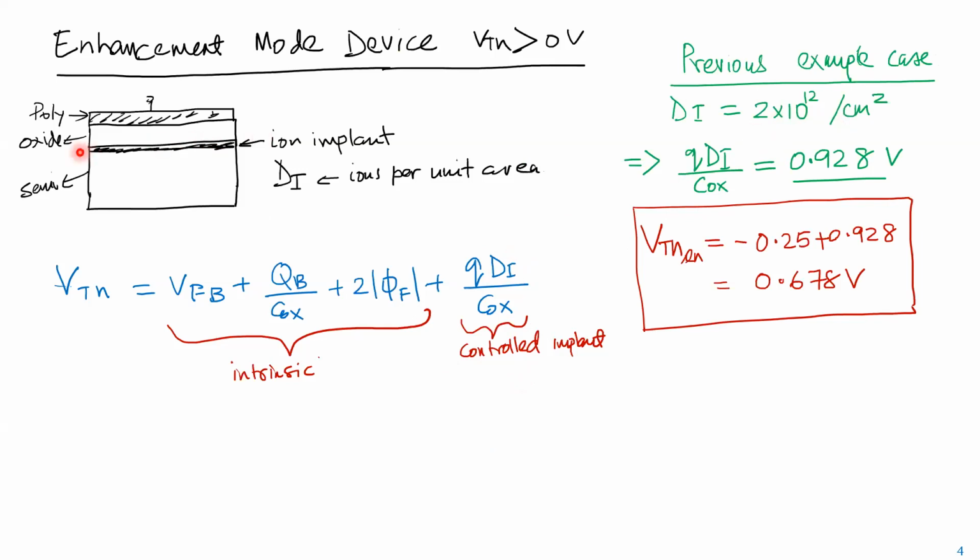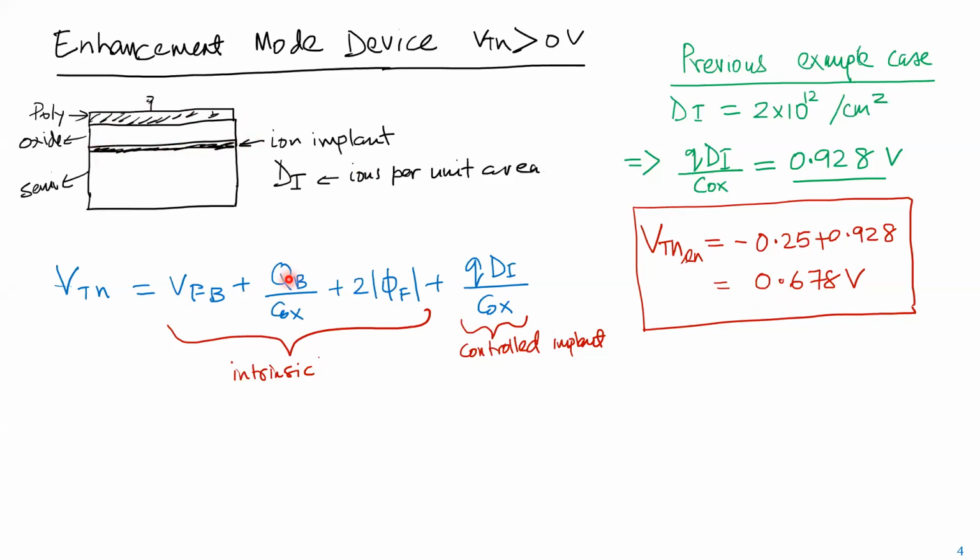So I put in this thin area so many ions. Then the voltage I need to first nullify it, to neutralize it, is basically that charge divided by this capacitance here. So I need about 0.928 volts. If I use the previous expression and add them up, now the VTN is 0.678 volts. So with this implant now, I need to apply at least 0.678 volts before the channel is formed here.